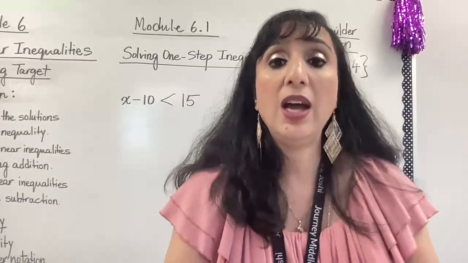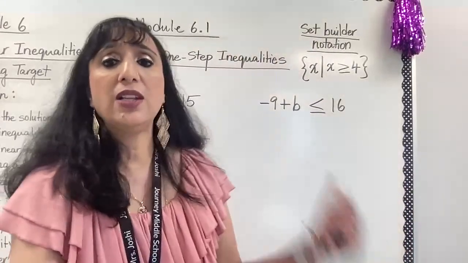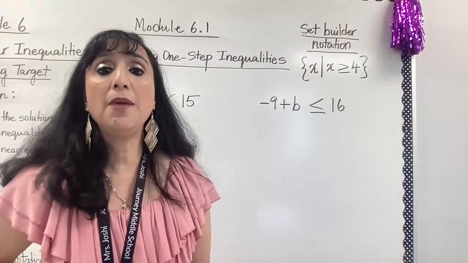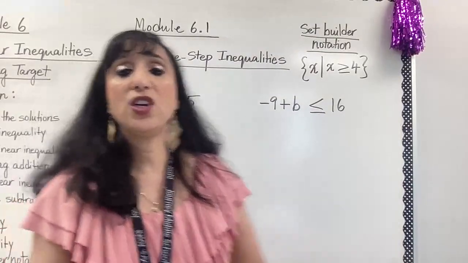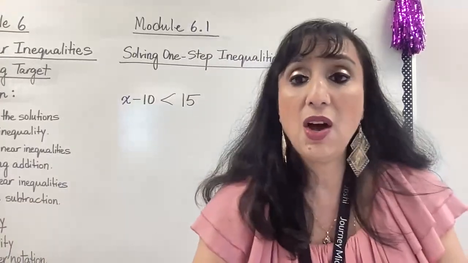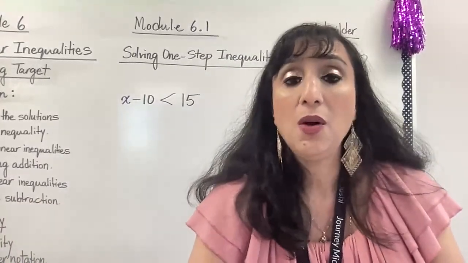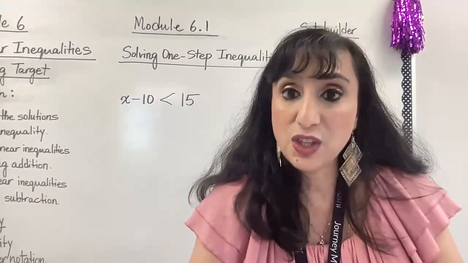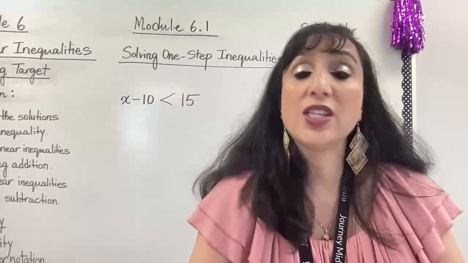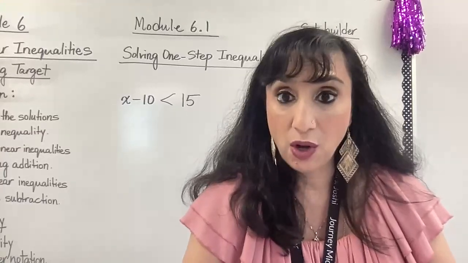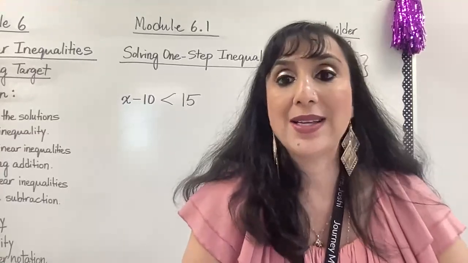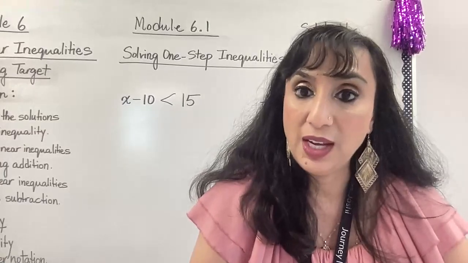If I have addition, on the other hand, well, this is all subtraction, but let's say I had addition on one side, then what is the inverse of addition? It would be the subtraction property of inequality, and then I would subtract the same number from both sides of the inequality.